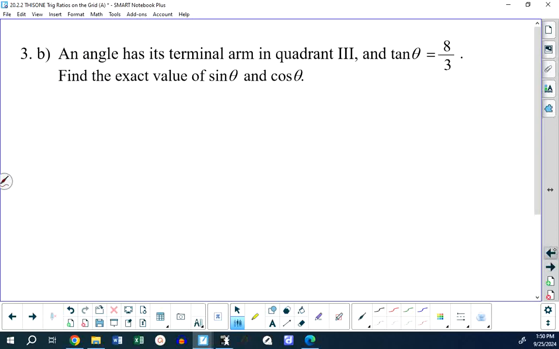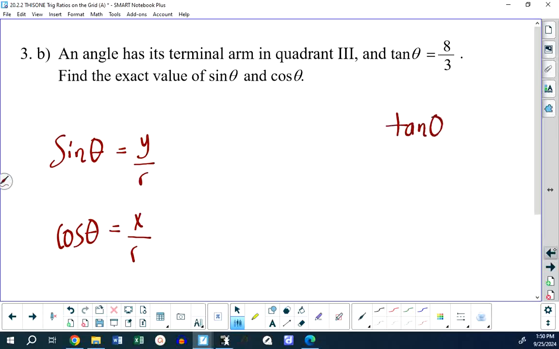We have one last example. What is sine of theta and cos of theta if tan of theta is 8/3? Okay, so sine of theta is y over r. Cos of theta is x over r. We need to know x, y, and r. We need to know those three things. But I also know that tangent of theta is y over x. So just like the previous question, that means I can associate the top of this fraction with y and the bottom with x.